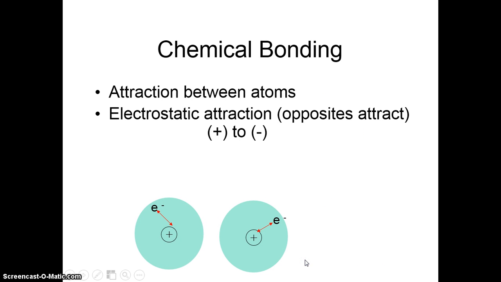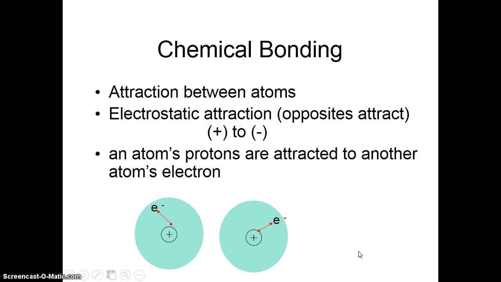Attraction between atoms allows for chemical bonding to occur. So electrostatic attraction is when opposites attract, and you have positives and negatives that are attracted to each other. An atom's protons are attracted to another atom's electron.